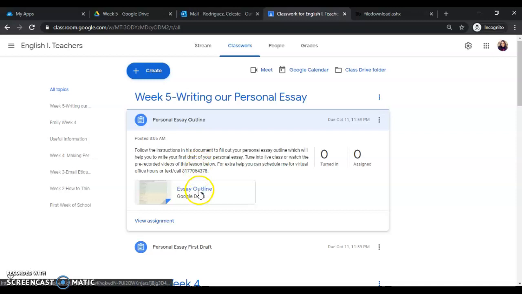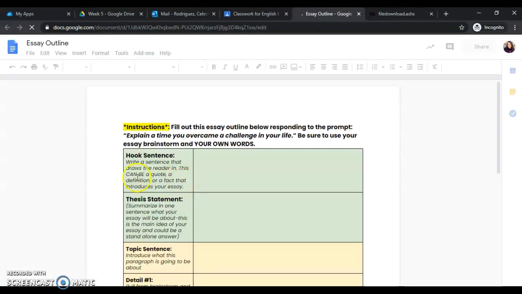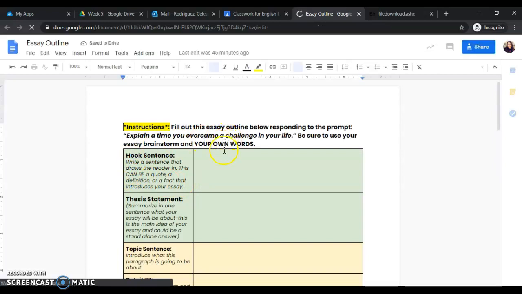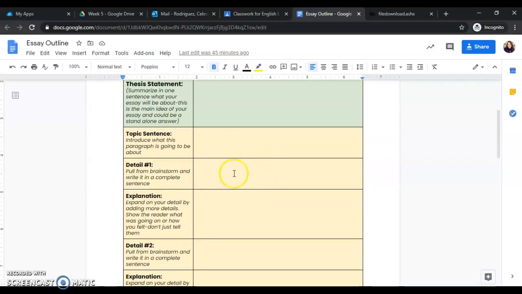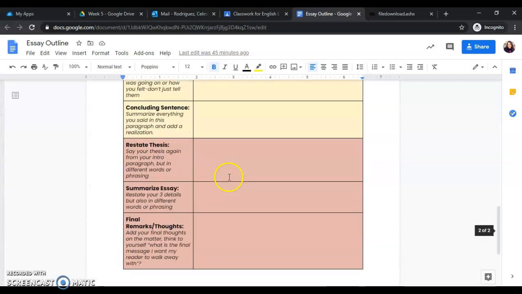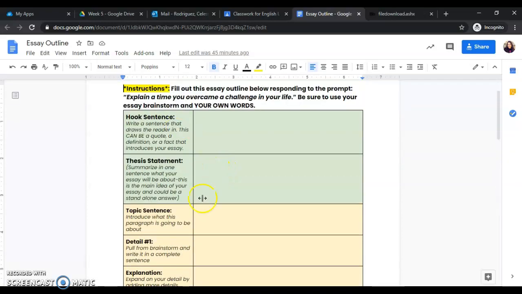When you open the outline, okay, it should look like this. What I recommend is probably chunking this at different times of your day. If you look at this, it's kind of overwhelming. But do a section at a time.